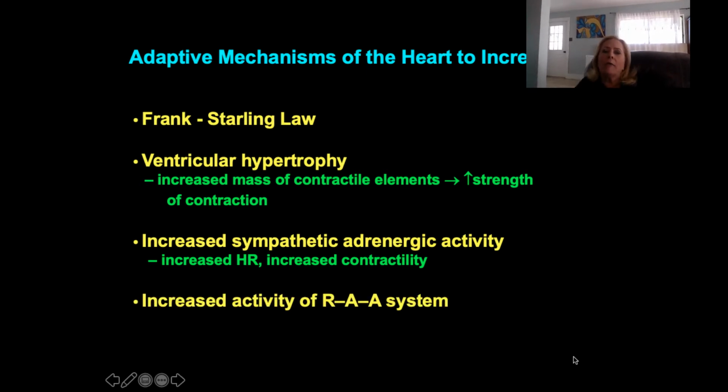Then you can also have an increase in the RAA system. R stands for renin, A is angiotensin, and then also aldosterone. And what this is doing is it's going to help to increase blood pressure, increase circulation, and then eventually increase venous return.